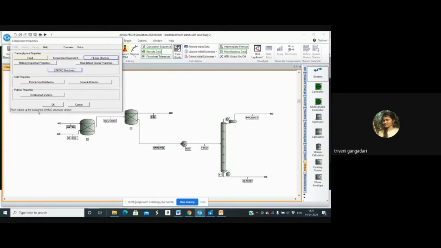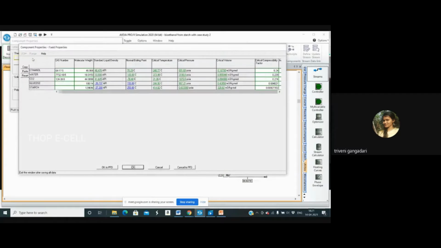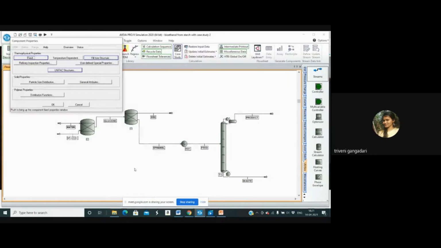Now the structure is added. To add the properties of these two particular components, we have to go to the fixed properties and give the standard densities, normal boiling point, and molecular weights. By giving these, the Pro2 calculates the remaining properties. So this way we got the proper component properties for glucose and starch also.